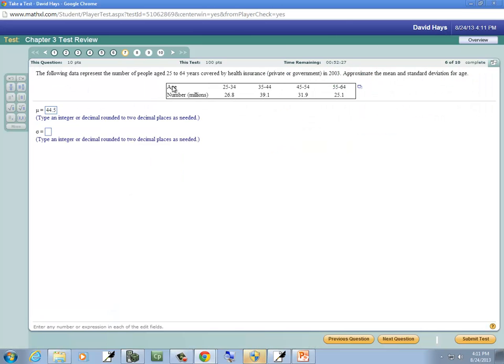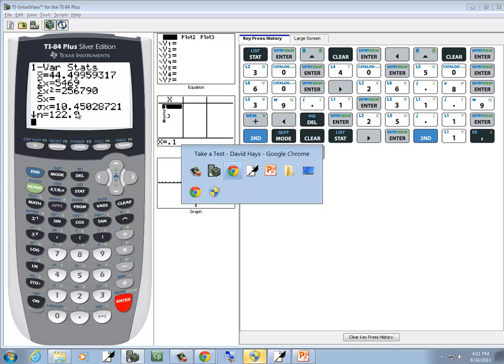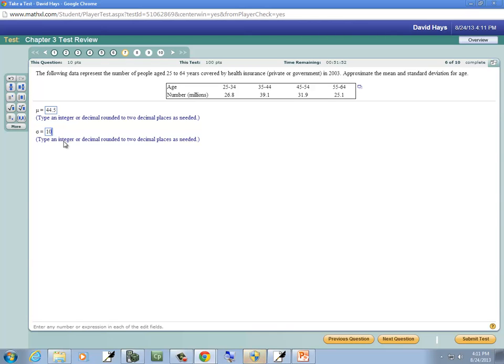And then, what are we talking about here? The following data represent number of people aged 25 to 64 years old covered by health insurance, private or government, 2003. Approximate the mean and standard deviation for age. This is kind of implied that it's population values. Oh, wait a minute, here's mu and sigma. I'll round to 2 decimal places. That'd be 10.45. And actually, Sx is blank anyway, so we couldn't use that.